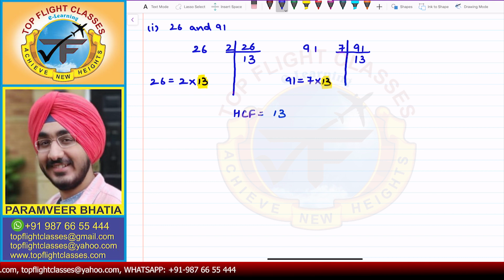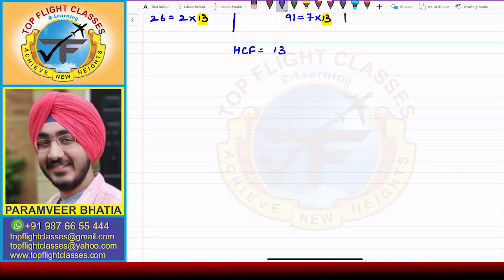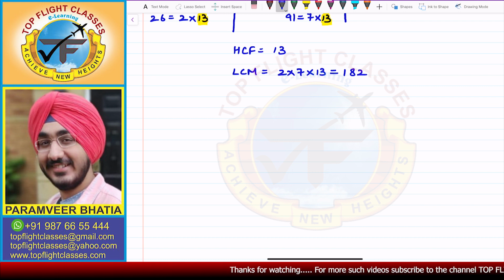And in this case, if we look at the LCM, LCM is the product of the greatest power of all the factors of the numbers. So the greatest power of 2 is 1, the greatest power of 7 is 1, and the greatest power of 13 is 1 in both places. That means our LCM will be equal to 2 into 7 into 13. So that is 91 into 2, which is 182. So now 182 is your LCM.